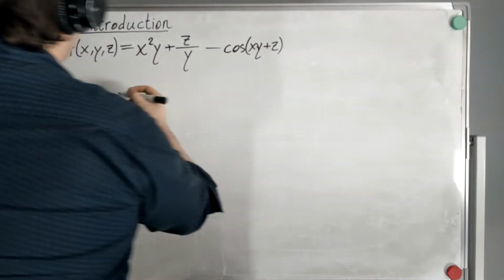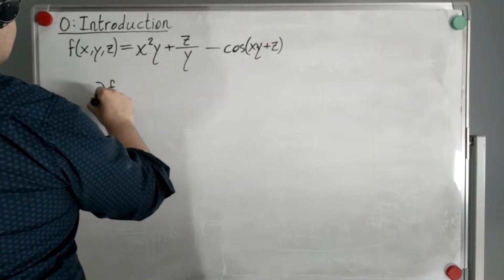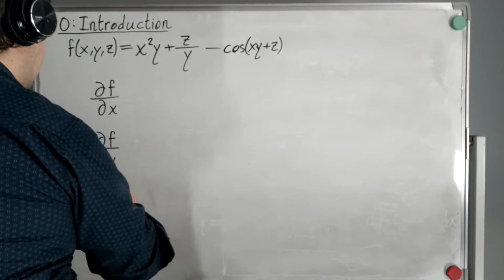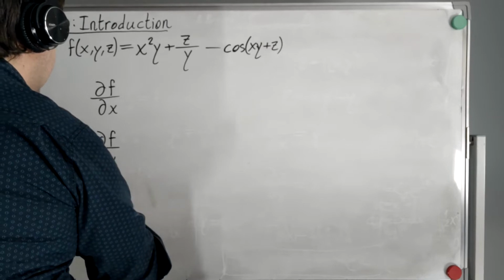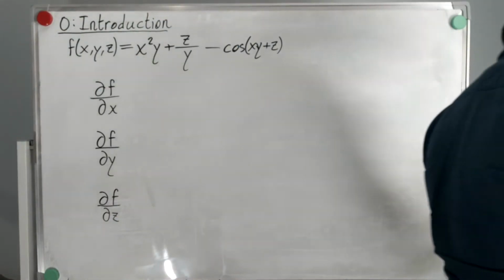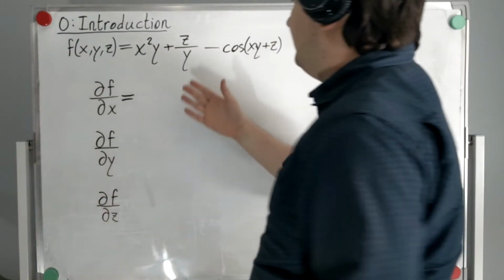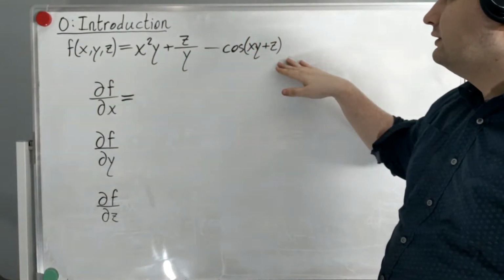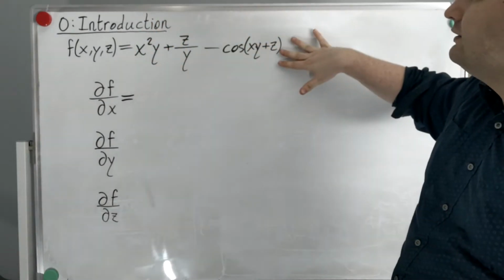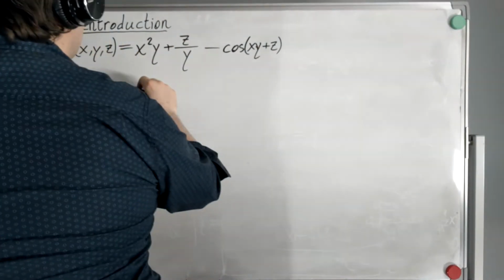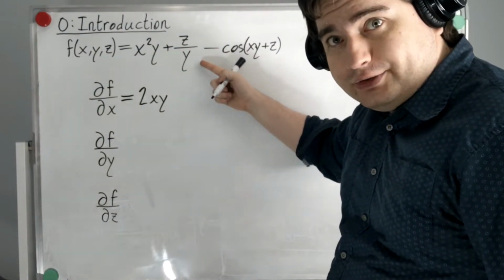And you can take the partial derivative of f with respect to x. You can take the partial derivative of f with respect to y. And you can take the partial derivative of f with respect to z. These are all valid things that we can consider. So with respect to x, if you imagine that z and y are just constants, and you're taking the derivative of this thing with respect to x, we have, let's see here, 2yx, so 2xy, plus, okay, this doesn't have an x in it at all, so the derivative is 0.